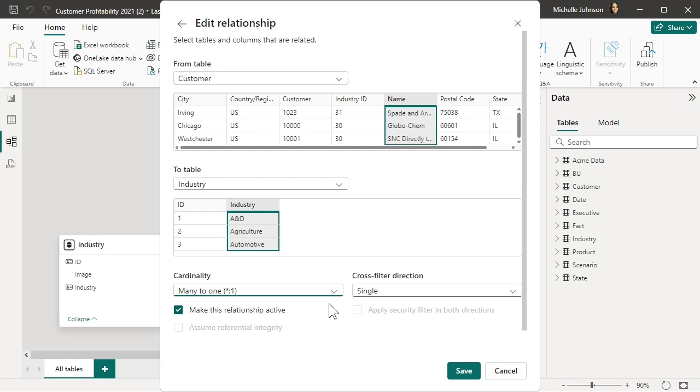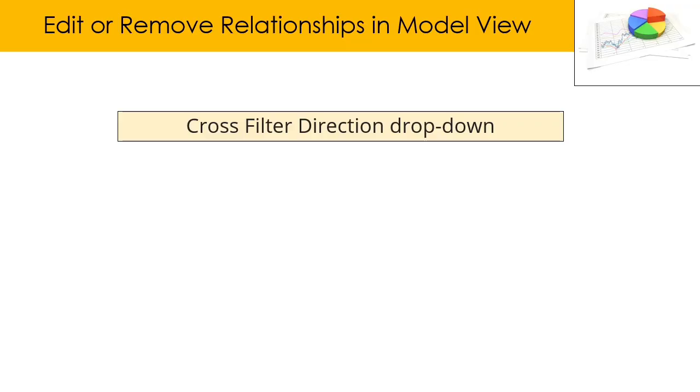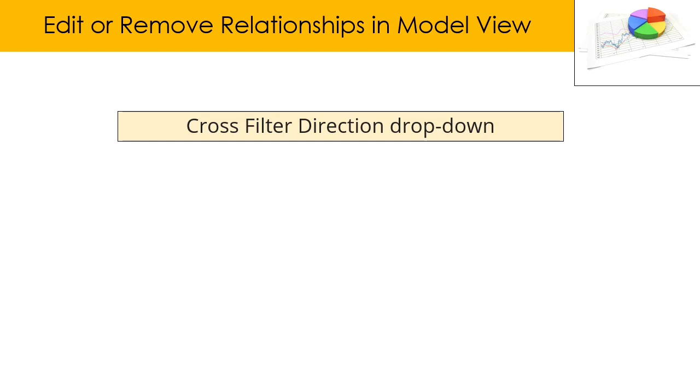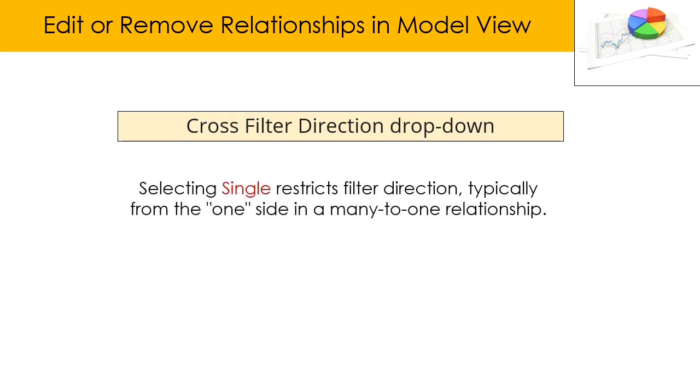From the Cross Filter Direction drop-down, select the appropriate setting. Selecting both allows filters to flow in both directions between the tables. Selecting single restricts filter direction, typically from the one side in a many-to-one relationship.